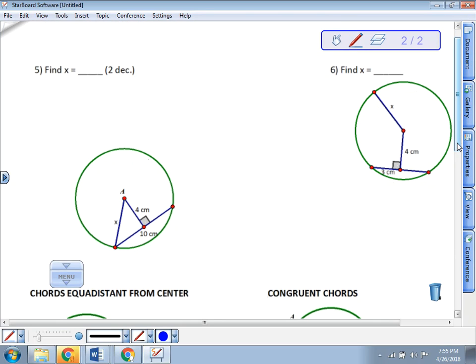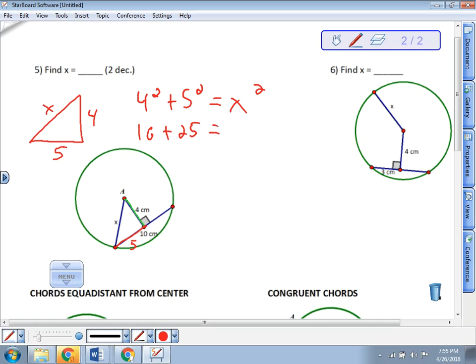First one, find x to 2 decimal places. Remember that a radius, here's the radius, is a perpendicular bisector. Since this whole thing is 10, that piece right there is 5. So I have a right triangle where this is 4, this is 5 because it bisects, and this is my x. I use the Pythagorean theorem: 4 squared plus 5 squared equals x squared. You get 16 plus 25 equals x squared. That's 41 equals x squared, take the square root. x is going to end up being, going to 1 decimal place, 6.4. So there's that Pythagorean theorem based off the property.